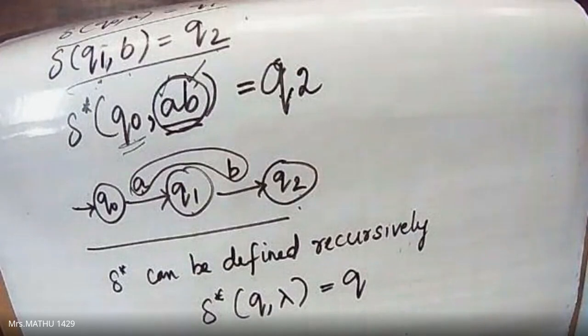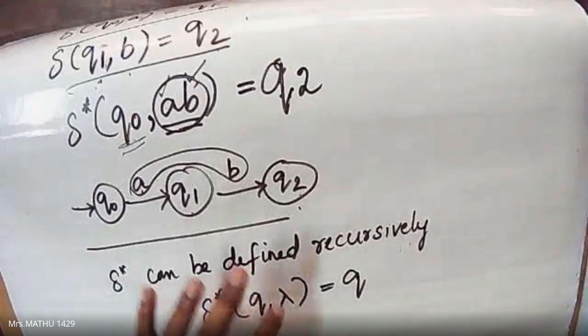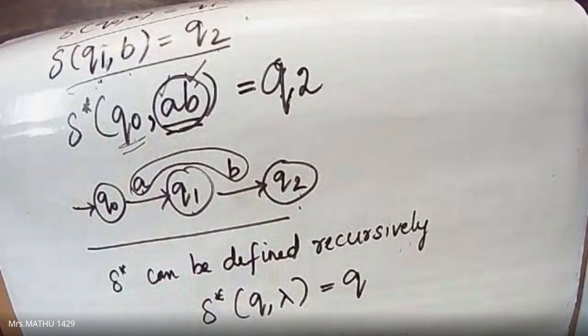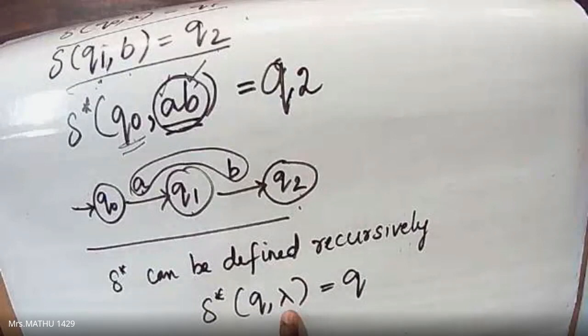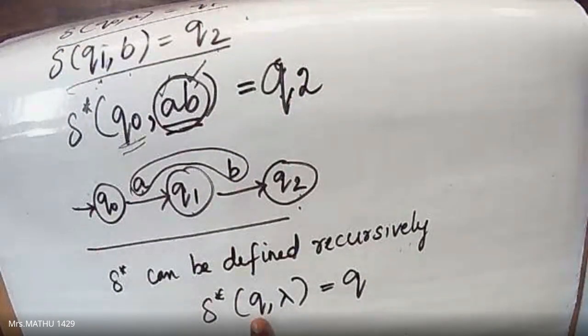If we have some input symbol, then it will move to some other state. But if you are reading an empty string lambda, then the output state will also be the same state. Delta star of q comma lambda is equal to q.